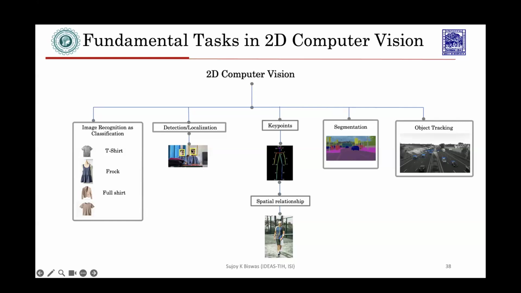Detection or localization. Detection or localization means where the object is present in the image. The question is where, the location. That's why detection is a localization problem. And how is it expressed? We express it by drawing a bounding box around this object. For example, we are detecting faces. So if we draw a bounding box around each face of a human being, these are the two faces, then we have a face detection task.